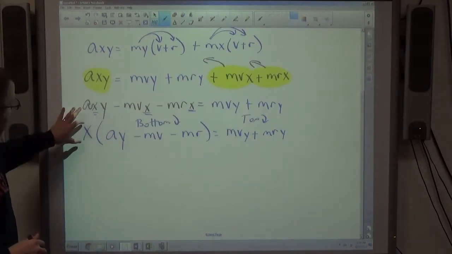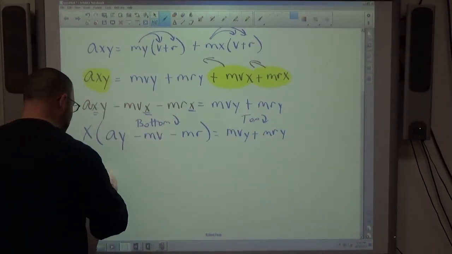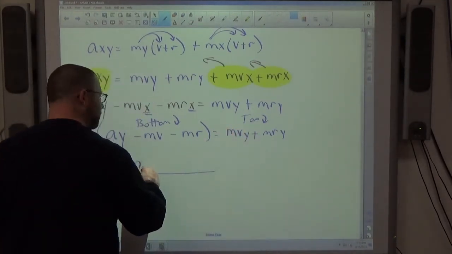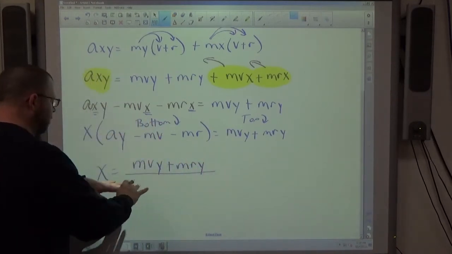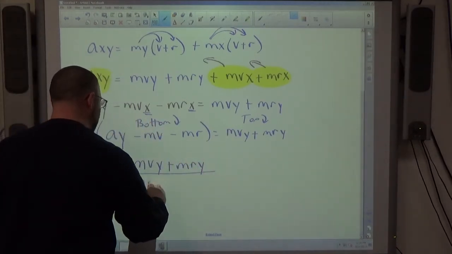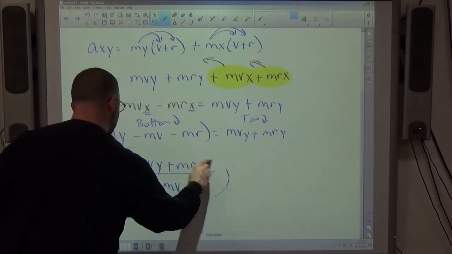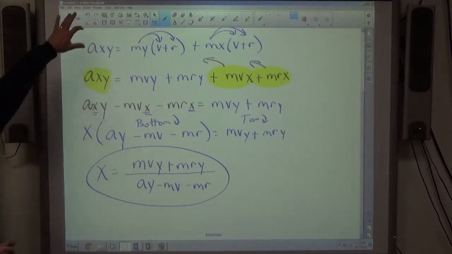Whatever the thing you're looking for is being multiplied by, what is being multiplied goes in the bottom. So x is going to end up being this fraction, and the top of the fraction is whatever's on the side by itself. And what goes in the bottom of the fraction is what's being multiplied by x. So ay minus mv minus mr. X equals a bunch of stuff that isn't x. That's what you're looking for on those problems each time.